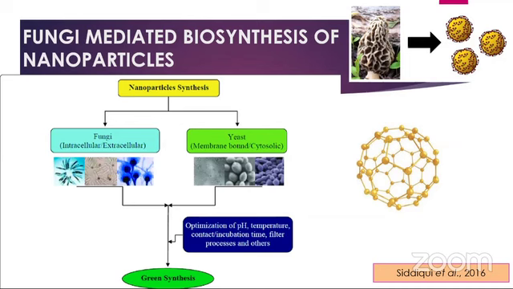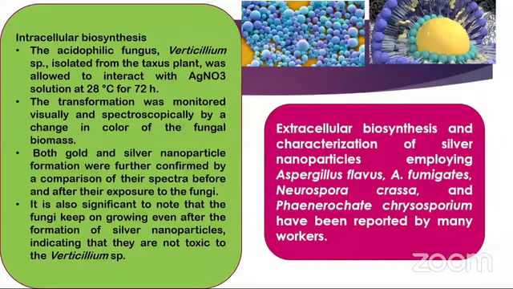So moving on, here I just gave some examples of intracellular biosynthesis. Here it's a Verticillium species isolated from the Taxus plant. It interacted with the silver nitrate at a certain temperature for about 72 hours. Here the incubation time is also 72 hours. So the process was explained earlier. It is the same thing.